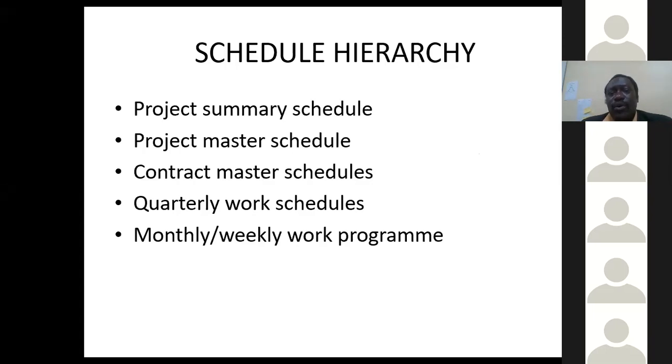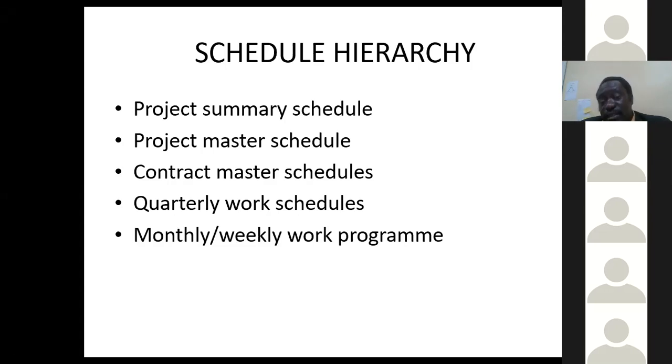Schedule hierarchy. What are the schedule hierarchies that you need to have in your project? In your project, you must have the following key hierarchy. Number one is the project summary schedule. So you will have the overall project summary schedule, which you need to put in your office. Number two, you need to have a project master schedule. And also you need to have the contract master schedules. Also, you need to have quarterly work schedules and monthly, weekly work programs and so on.